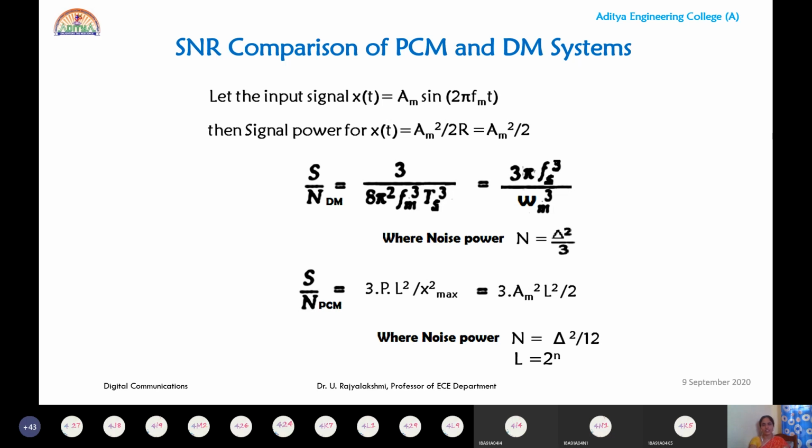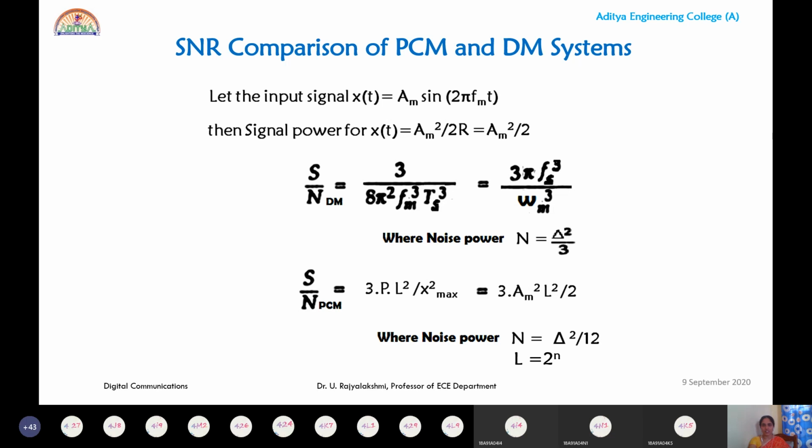Already we defined all these things, and we got the SNR for delta modulation as 3 by 8 pi square FM square TS square, where FM is the maximum frequency of the message signal and TS is the sampling interval. Now multiply the numerator and denominator with pi, so that in the denominator you will get (2 pi FM) whole cube. The 2 pi FM you can write as angular frequency omega m cube, so we get 3 pi Fs cube by omega m cube. That is the SNR for delta modulation.